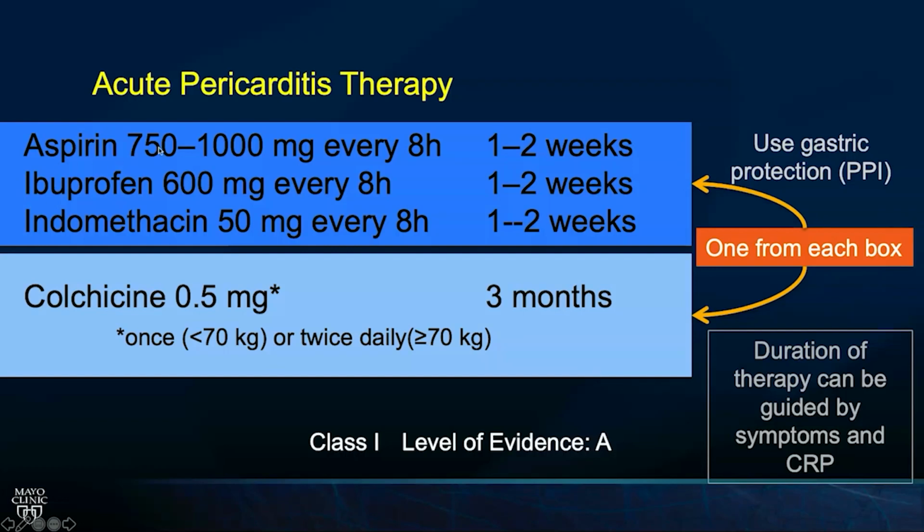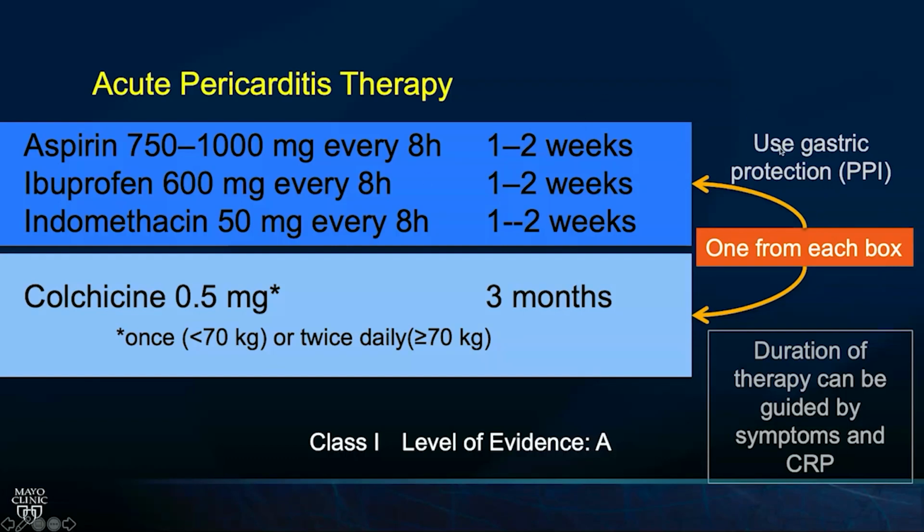You can use aspirin in high dose. And so if this is occurring after a myocardial infarction, say, you're going to want to use aspirin rather than one of the other ones. You can certainly use ibuprofen, and you can use indomethacin. There may be reasons why you pick amongst those for a given patient based on renal function, etc.